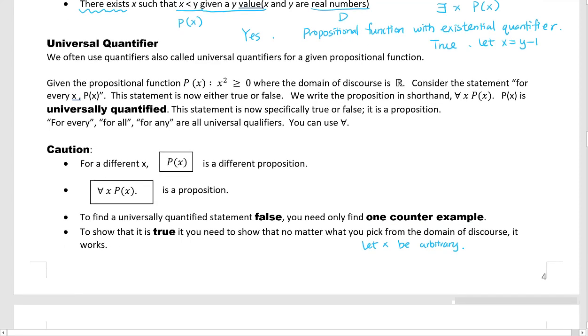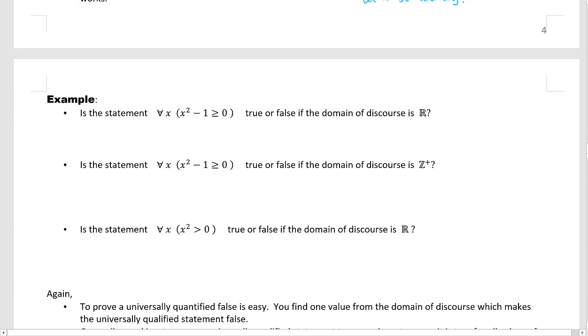So we will do some examples here to help us understand. Is the statement for all x, x squared minus 1 greater or equal to 0, true or false if the domain is R? Let's think about it. X squared minus 1. What is x squared? Well, this is a parabola, like this. And what is the smallest value it can be? I would say the smallest value is 0. So when x is 0, x squared is 0.